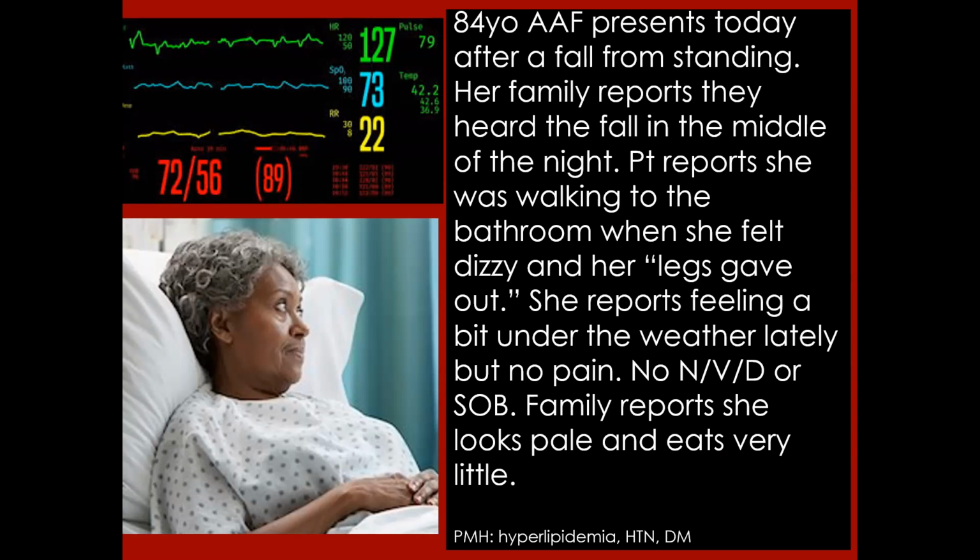diarrhea, or shortness of breath. She looks a little pale and she eats very little. She really only has a few past medical history. She takes something for diabetes, hypertension, and hyperlipidemia.